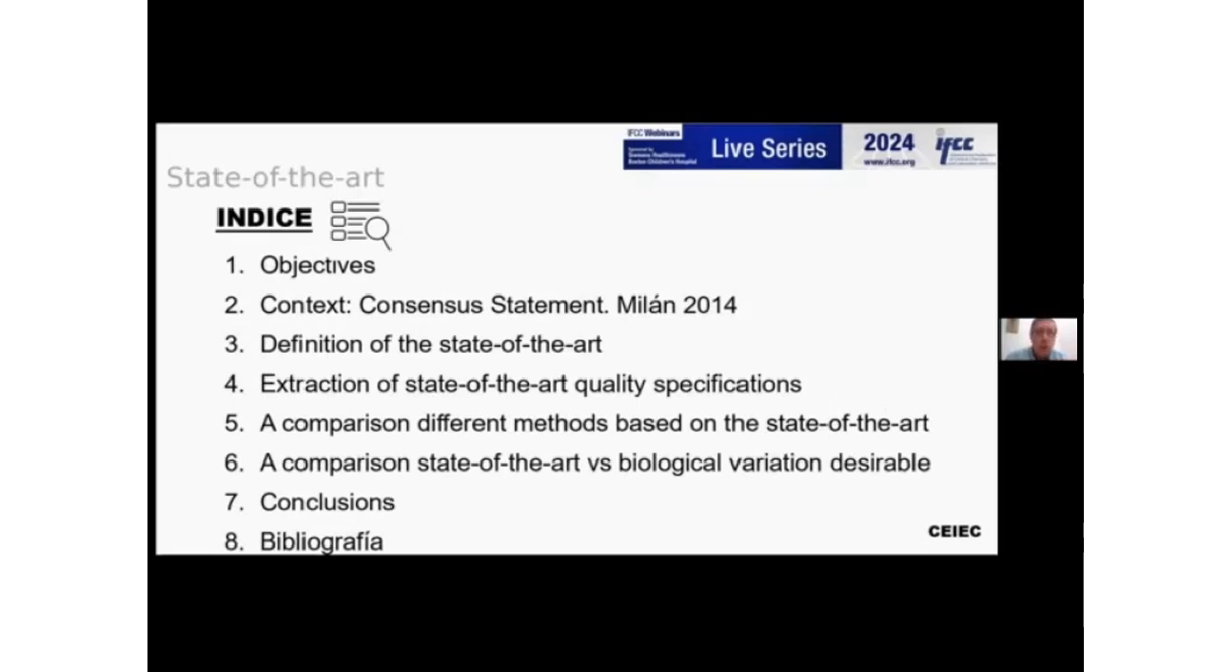I will define what state-of-the-art is, present how values can be extracted from the state-of-the-art in different ways, and we will compare the values obtained by these different ways of knowing the state-of-the-art, and then we will confront an example of the state-of-the-art versus desirable biological variation to reach some conclusions, and then I will talk about the bibliography.